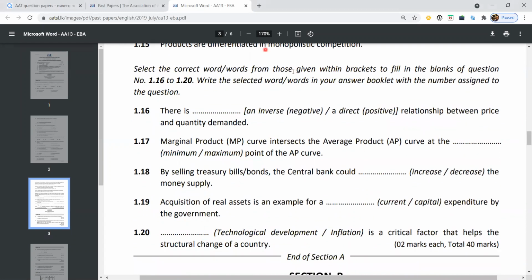Here, there is an inverse relationship between price and quantity demanded, while other factors are held constant. Law of demand.